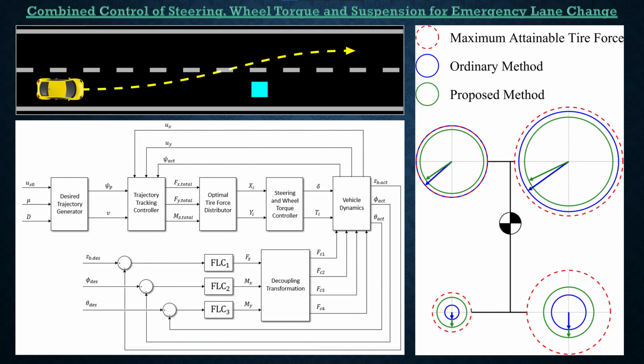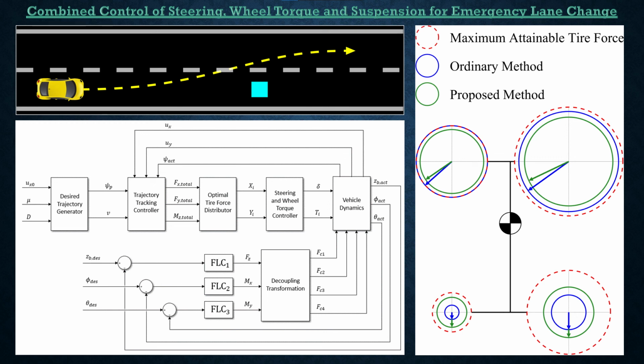Meanwhile, another controller will obtain the shaking and tilting motion of the vehicle and control the suspension to reduce the shaking and tilting motion. Now I'm going to explain how the optimal tire force distributor contributes to the research. Note that the example given is based on a specific time step.